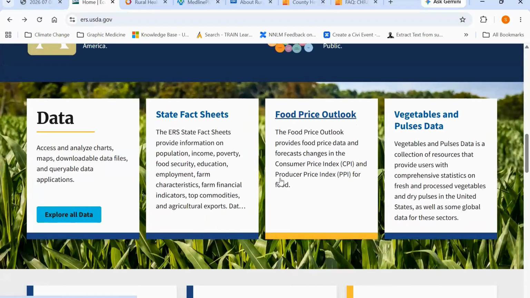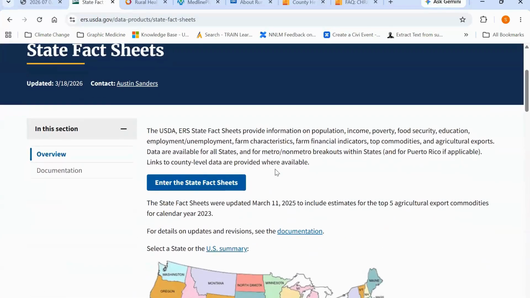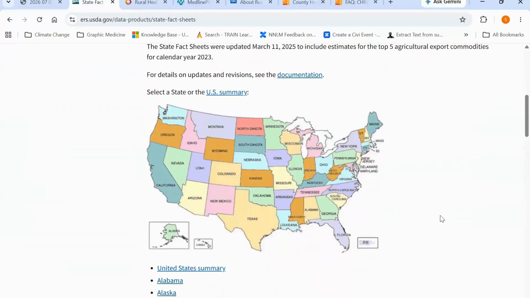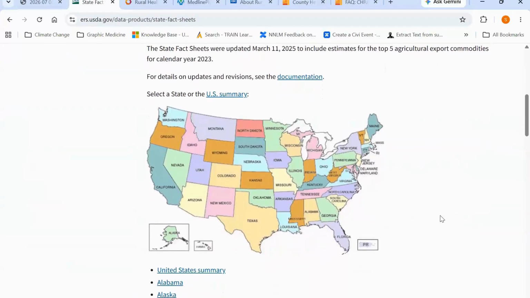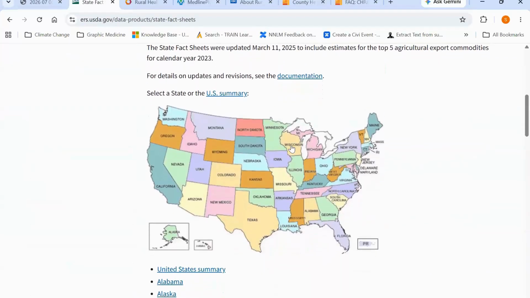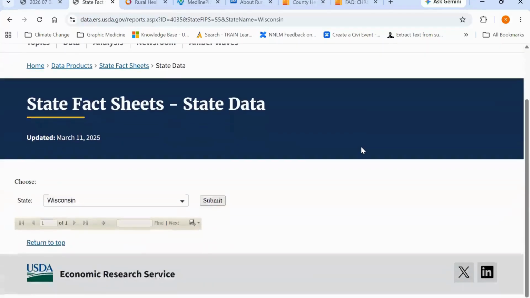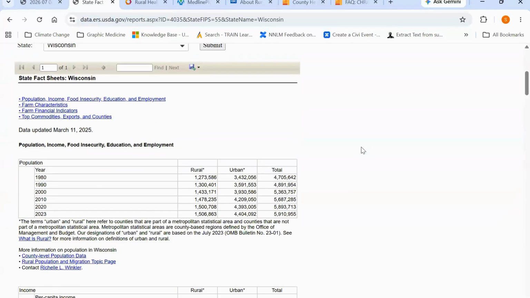So I want to come back first to the state fact sheets. These are more, it does the overview, population, income, poverty, food security, education, things like that, as well as the farming infrastructure in those states. And so I'm going to pick on Wisconsin. And so you can get an idea of what the fact sheet looks like.